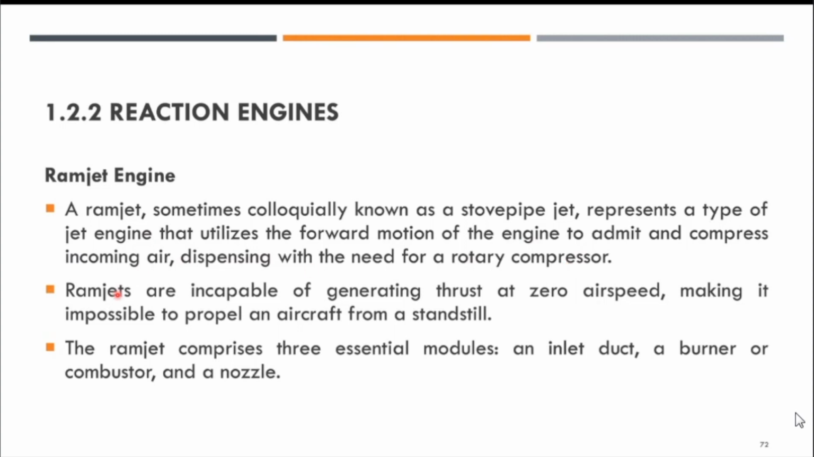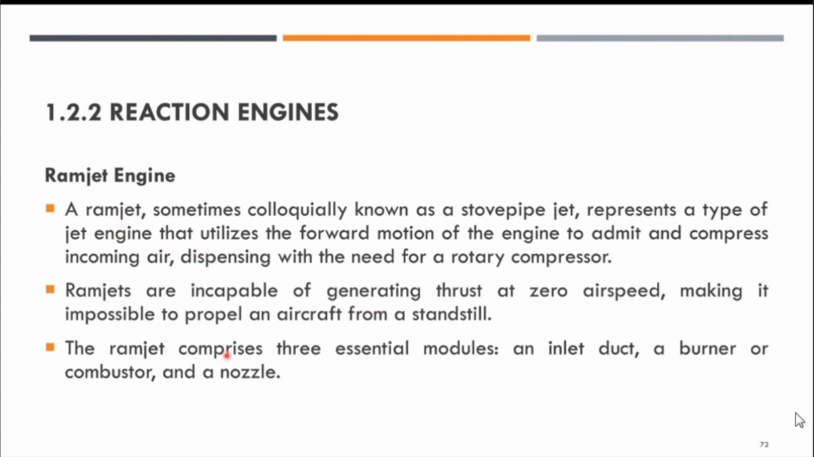Ramjets are incapable of generating thrust at zero airspeed. That's why it requires the aircraft to be using another type of propulsion system before you can ignite or start the ramjet type of engine. So it cannot be done to propel an aircraft from standstill, to start the engine and move the aircraft. It is impossible. But once it's already moving, then you can start the ramjet.